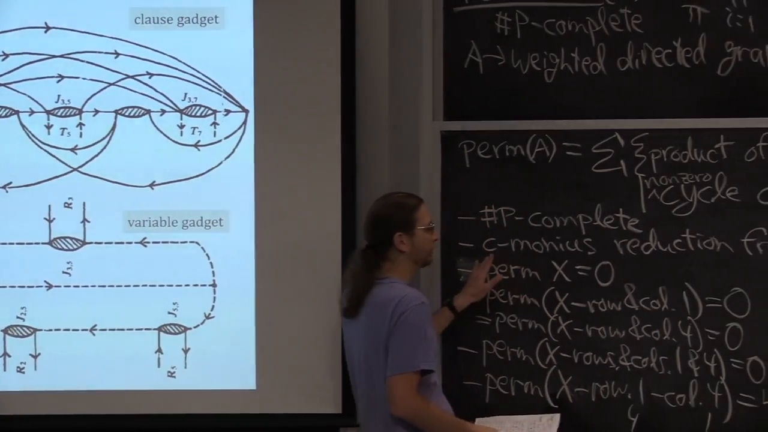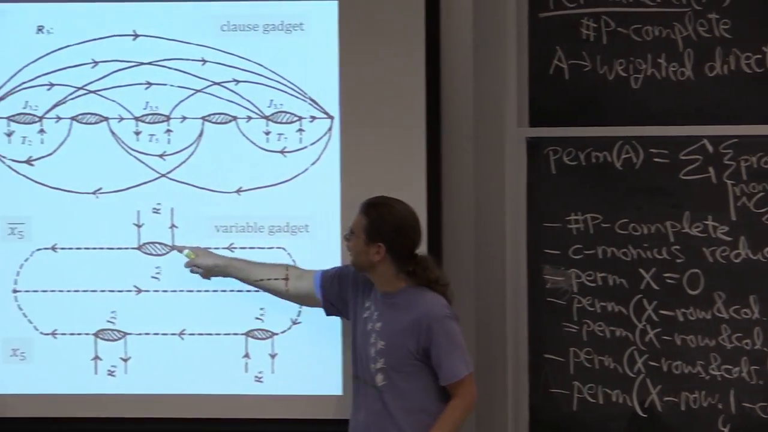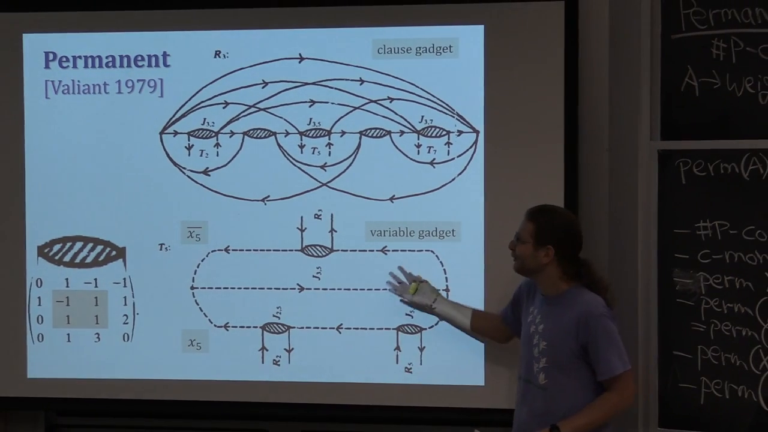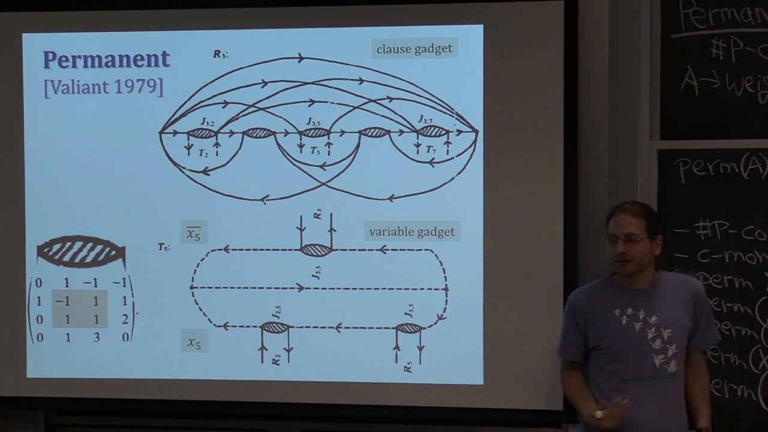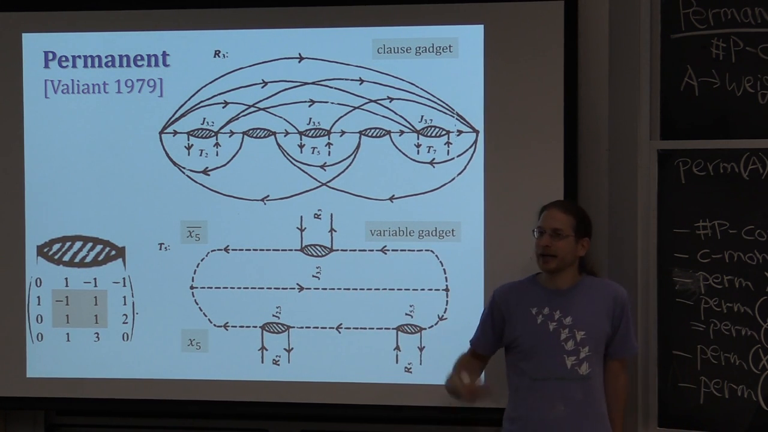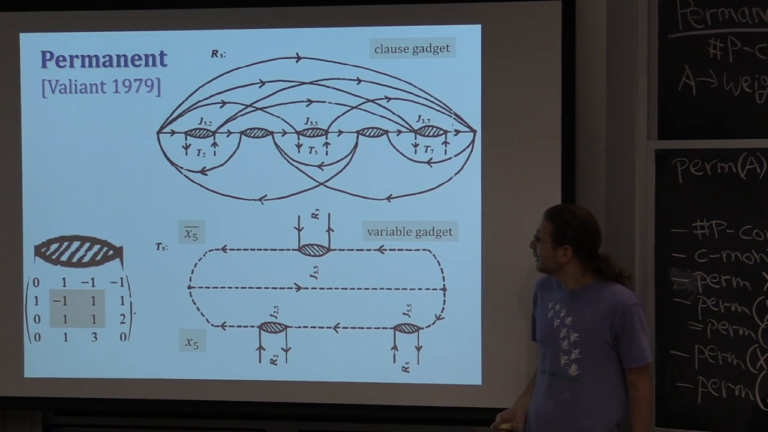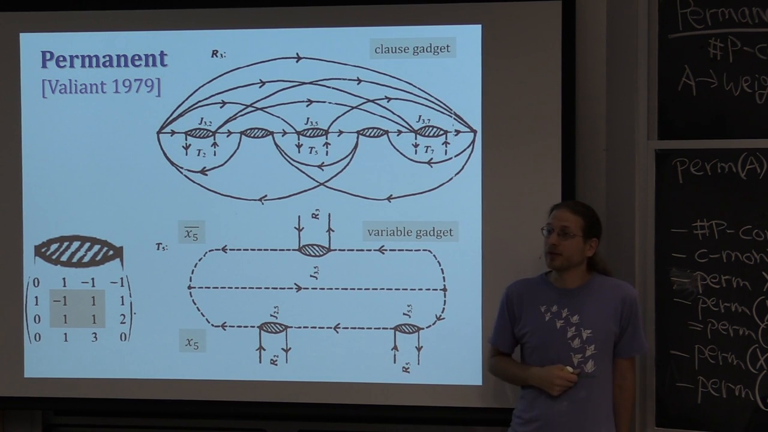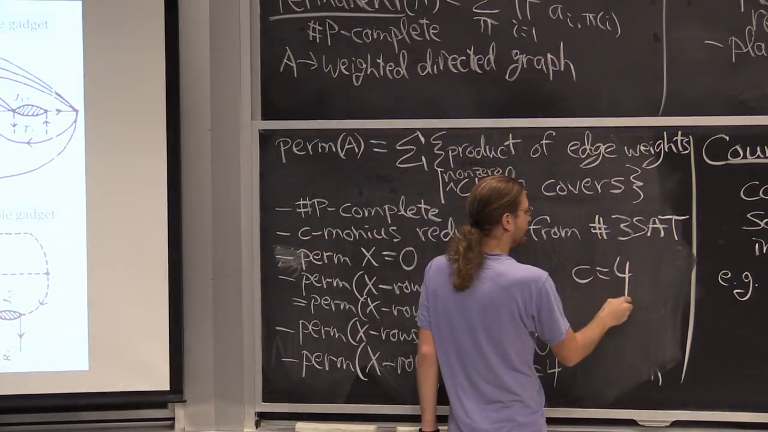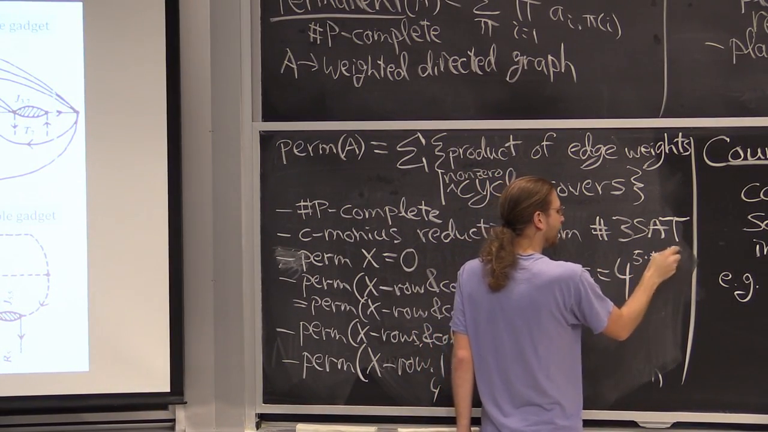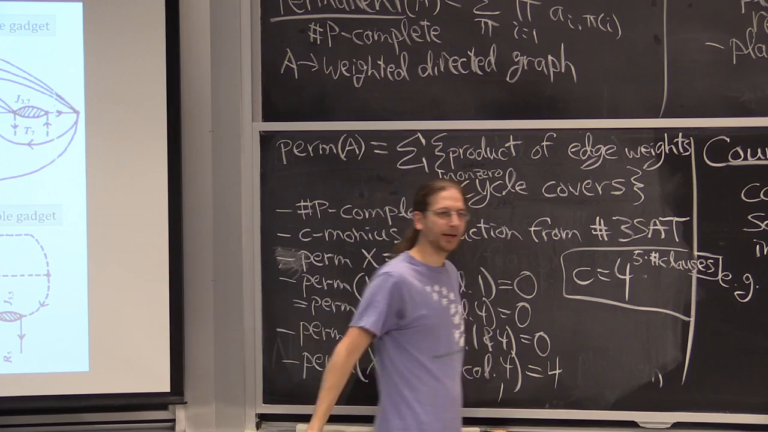C is not going to be 4, but it's going to be 4 to some power. It's going to be 4 to the power of the number of those gadgets. Because you can predict that, in the reduction, you know exactly how many there are. It's not dependent on the solution. It's only dependent on how you built this thing. So at the end, we're going to divide by 4 to the power, I think, 5 times the number of clauses, because there are 5 of these gadgets per clause. So at the end, we'll just divide by that and be done.